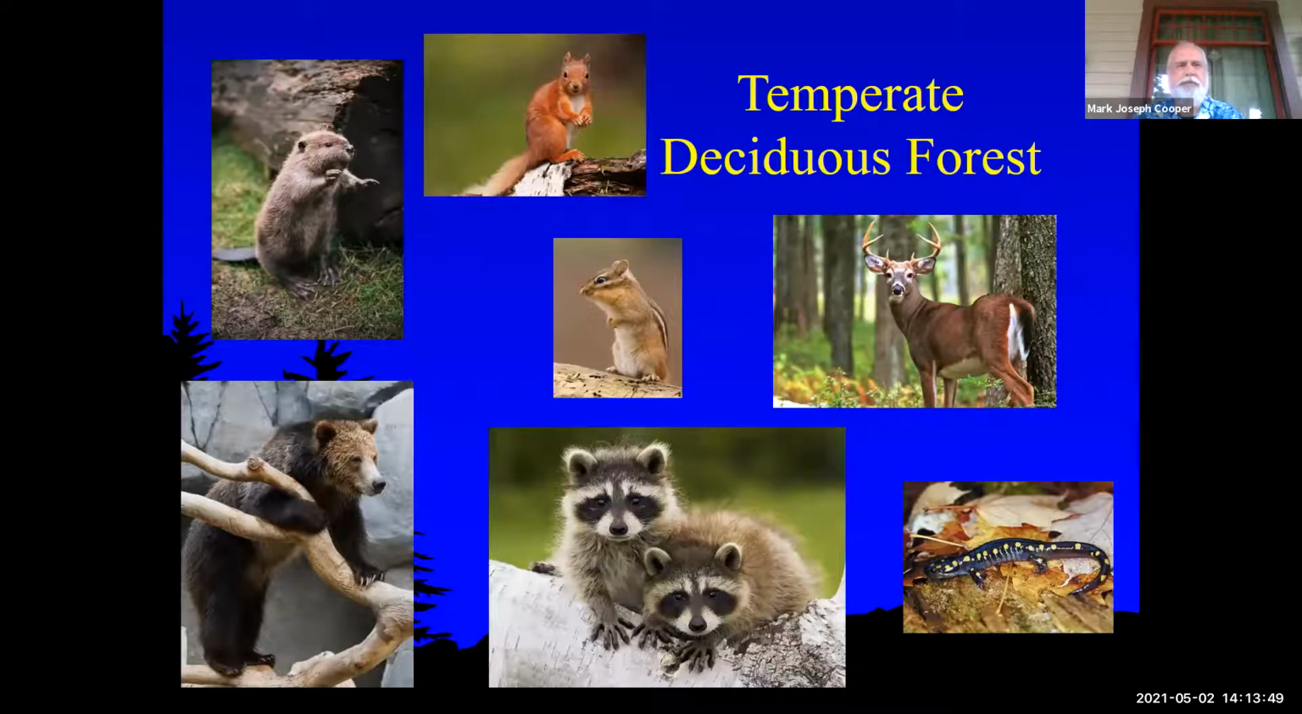Up on the top left is a beaver, and we've got a red squirrel on the top, very different than the ones we have here. One of the squirrels from back east is showing up here, called the fox squirrel. In the middle there, we have a little chipmunk, American chipmunk. On the right, we have a white-tailed deer. Our deer here are called mule deer or black-tailed deer, but on the left we have a brown bear. You can find black bears here also. Then we have raccoons, and even a little salamander over here.